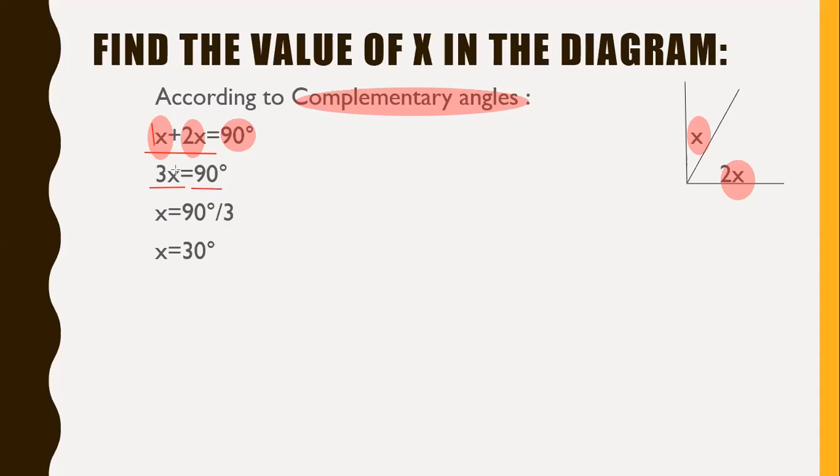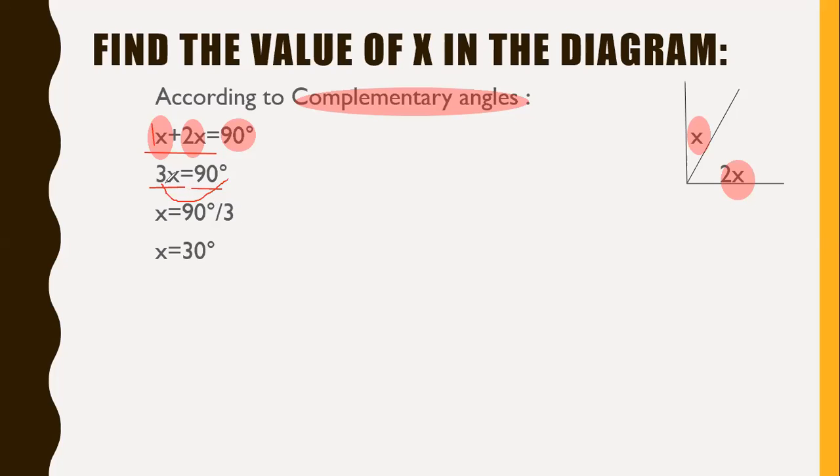Now, I want only x over there. So 3 is multiplying with the x. What can I do? If 3 is multiplying over here, in the next step I can divide it with 90 degrees. If 3 is multiplying with x and I want to find the value of x, 3 is going to be divided over there. Clear? Now, x is equal to 90 degrees upon 3.